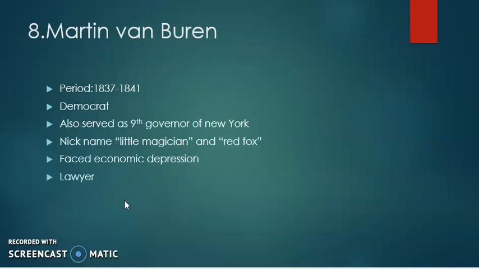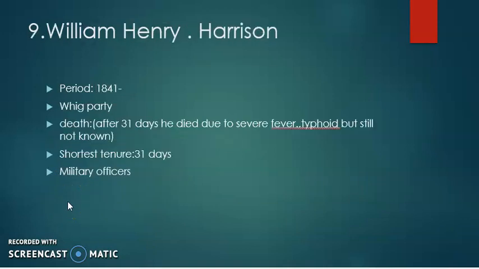Number 8 is Martin Van Buren, and he ruled the country from 1837 to 1841. He was a Democrat and also served as the ninth governor of New York, and he has two nicknames. One was the Little Magician, and the second one was the Red Fox. He was a very cunning politician too. During his regime, he faced an economic depression.